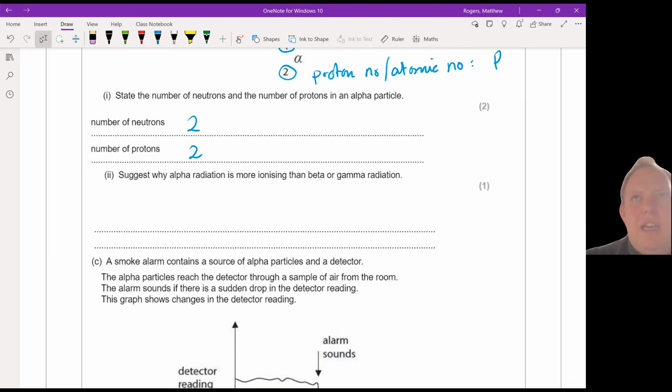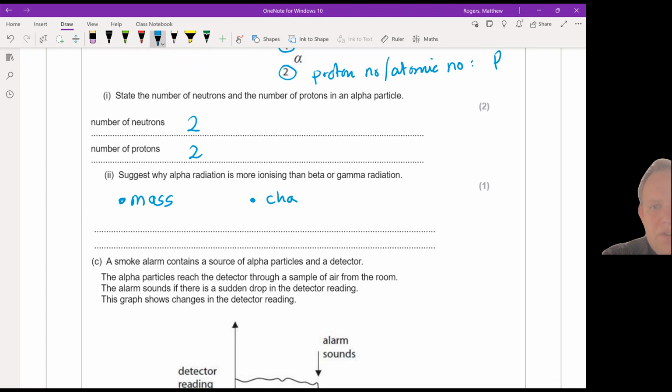Suggest why alpha radiation is more ionizing than beta or gamma radiation. There are 2 possible options we can go down here. Option 1, to do with the mass of an alpha particle is approximately 10,000 times the mass of a beta particle, infinitely bigger than the mass of gamma radiation, which of course isn't a particle at all.